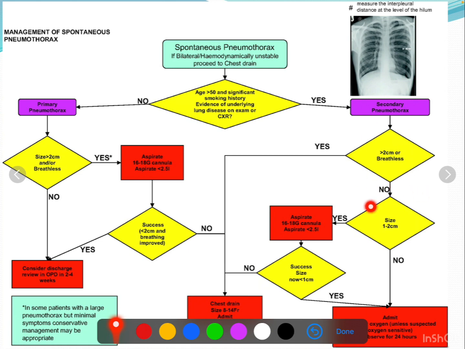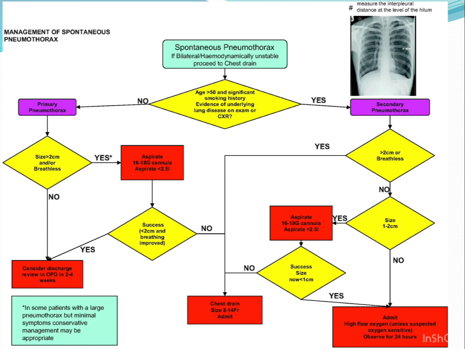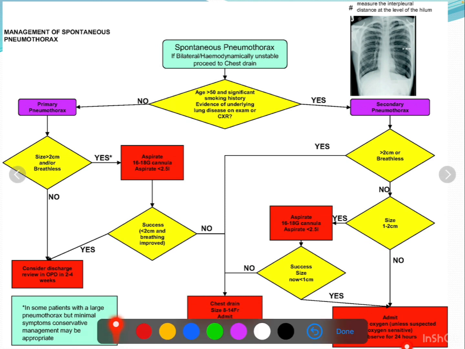If these things are not there, then we should see the size. If the size is 1 to 2 centimeter, then again we should consider aspiration with a 16 to 18 gauge cannula, and we should aspirate less than 2.5 liter. If it is successful, then it's okay. If it is not successful, then we should do ICTD. If it is successful, or it is only 1 to 2 centimeter in size, then we should admit the patient and give high flow oxygen, unless the patient is oxygen sensitive, and we should observe the patient for around 24 hours. So this is the flow chart for a patient with spontaneous pneumothorax, very important.